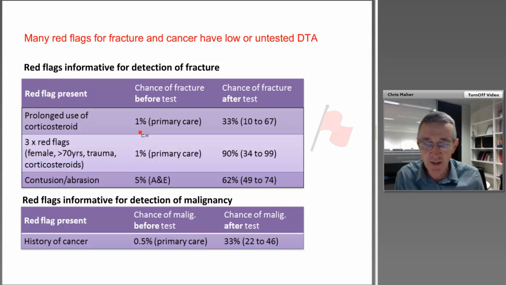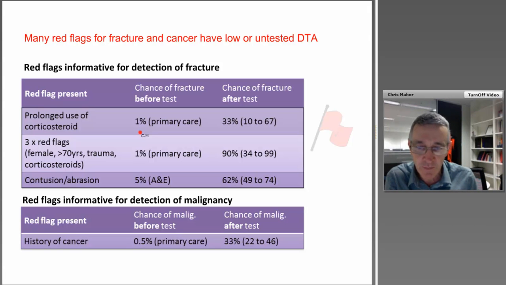So this would be the take-home message, I guess, in terms of that great set of red flags that have been endorsed in guidelines. There are quite a lot of them. What are the ones that are useful? Well, in terms of screening for fracture, prolonged use of corticosteroids, that combination of red flags, which was made up of 3 red flags positive from female gender, greater than 70 years of age, trauma and corticosteroids, and also the presence of contusion or abrasion in an accident and emergency department. And to screen for cancer, a previous history of cancer at the moment seems to be the only test that's useful for that.